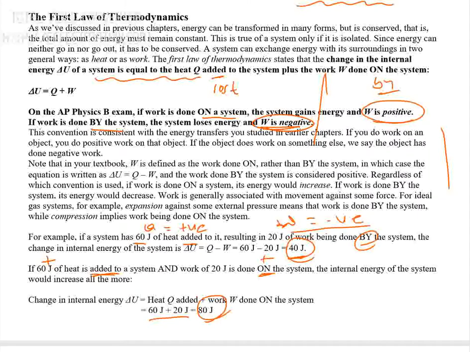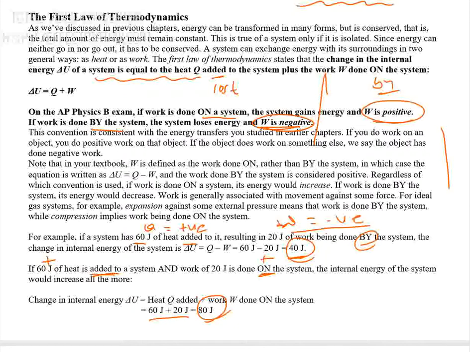Okay, let us see the first law of thermodynamics. As I said before, the first law of thermodynamics indicates the conservation of energy, and it says that the change in internal energy of a system is equal to the heat added or lost to the system plus what? The work done on or by the system.